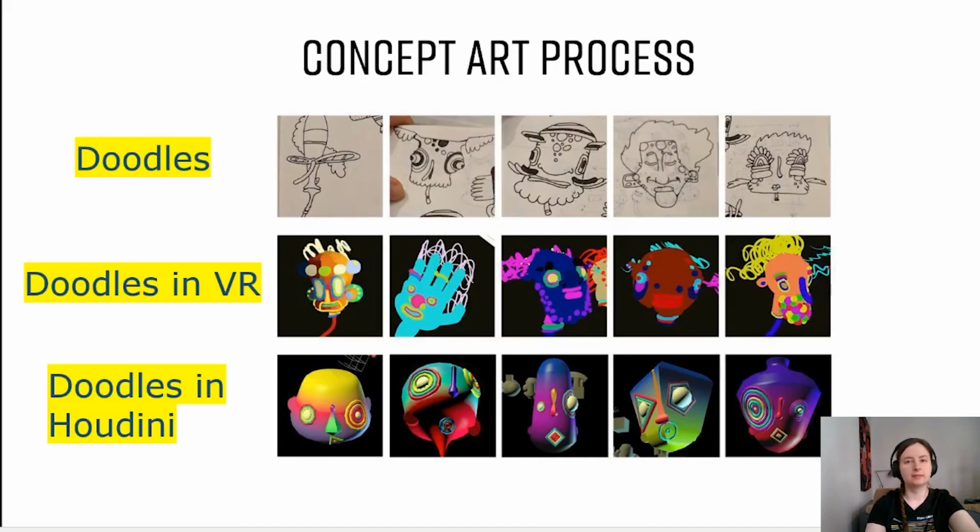So this is our concept art process. We started very traditionally doodling on paper. Then we made some more doodles in VR to define some shapes and colors and overall mood for the characters. Then we started to create first doodles in Houdini just by combining primitives and trying to make a very simple manual combining generator. That was our first sketches in Houdini.